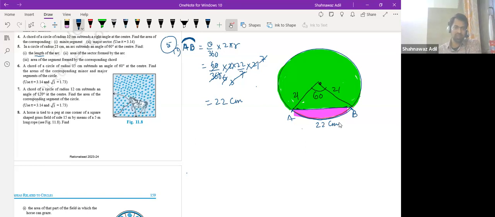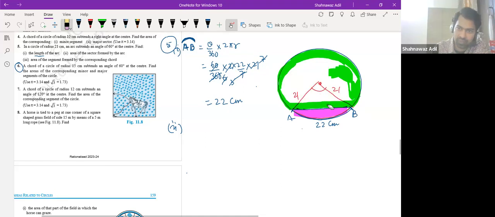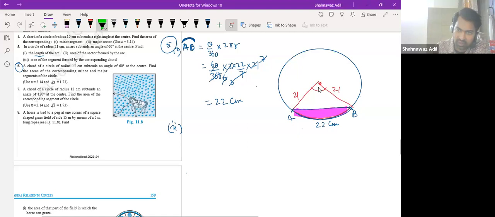Now we have to find out the area of this sector formed by the arc, where was I saying that, the major and minor segments? Yeah, so that question was 6. And in the second question we have to calculate the area of the sector formed by that arc. We don't have to calculate this area, we have to calculate the area of the sector.